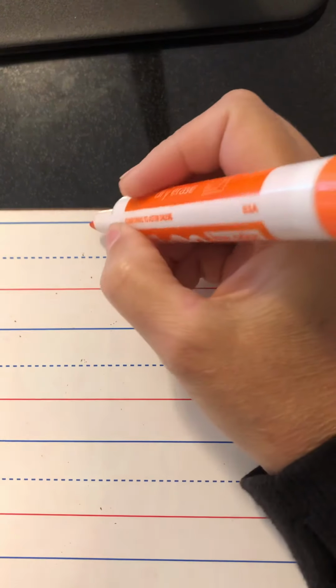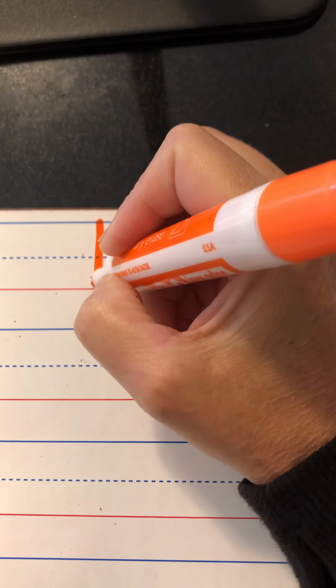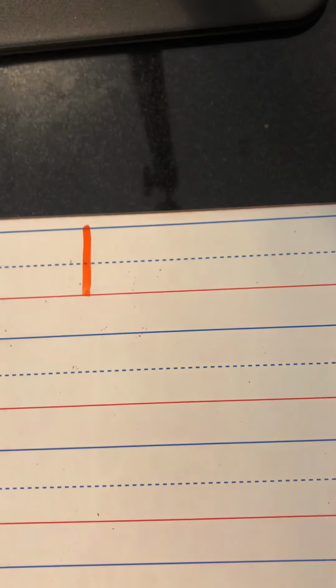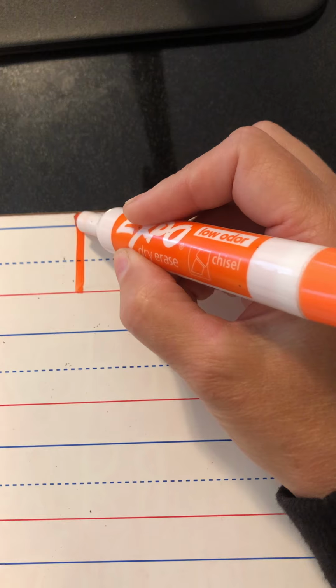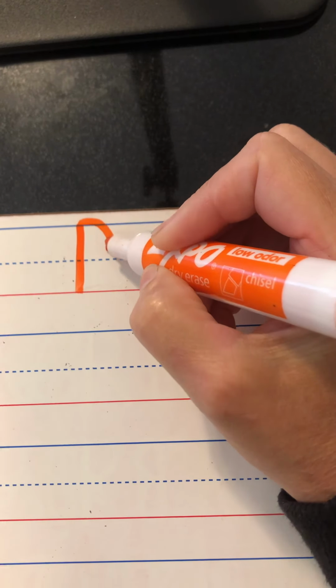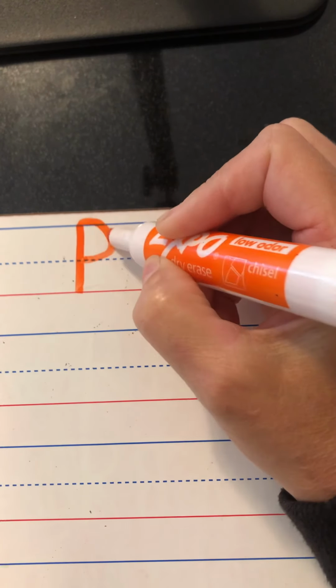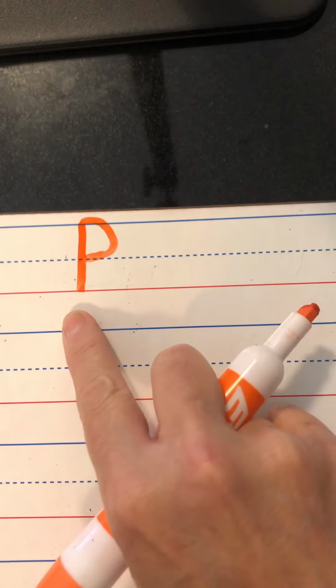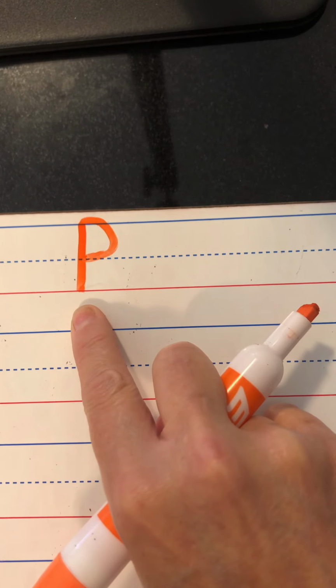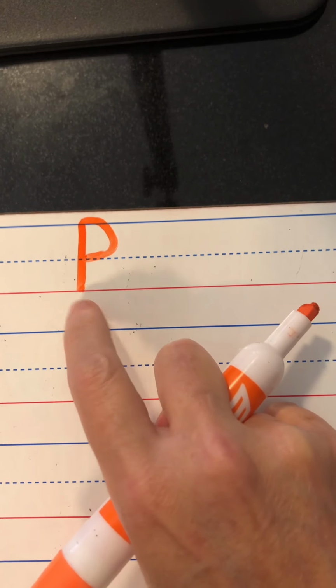So I like this. We're going to do a straight line taking up the whole space. You have it? Great. Then you're going to come back up to the very top of the line and make a backward C or a half circle curving around here. And there you have it. You have the head of the P. So the name of the letter is P and the sound is P.